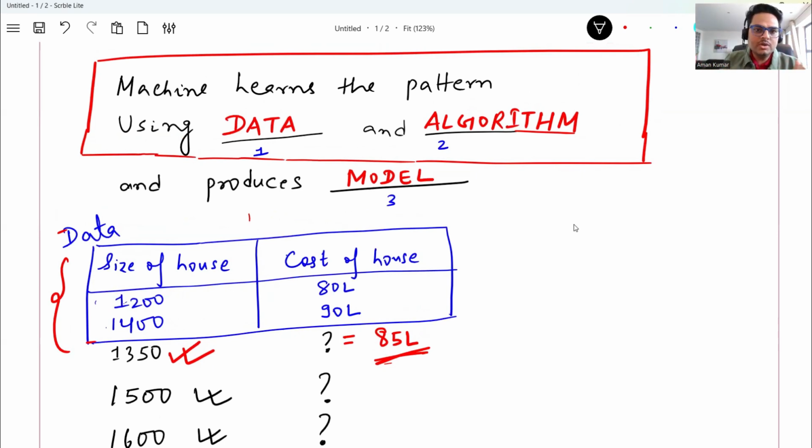I will repeat it one more time. What is a model? A model is basically the entity which has learned the pattern of the data. Once the model has learned the pattern of the data, you can ask questions to the model.